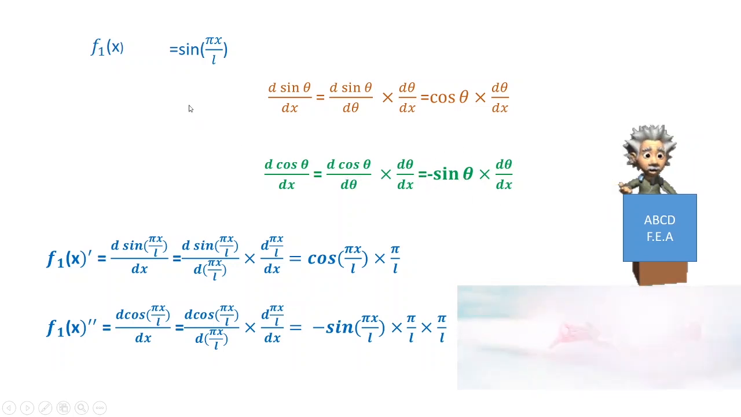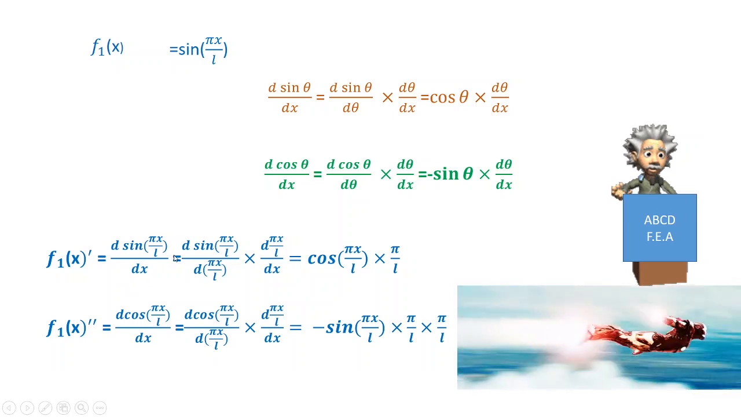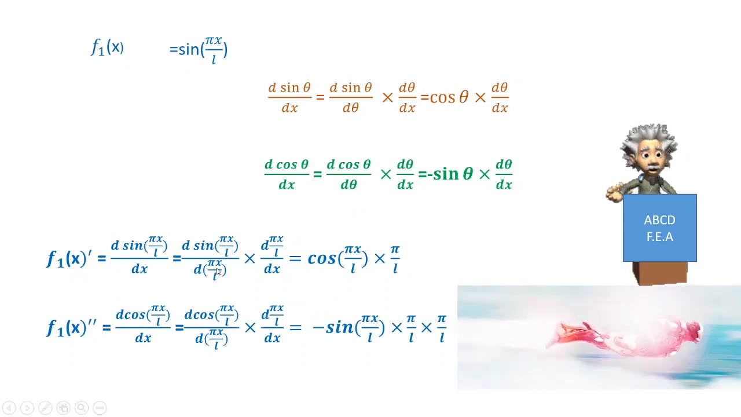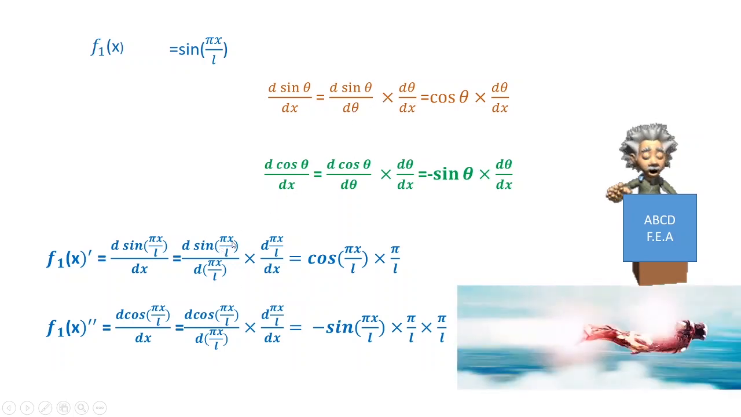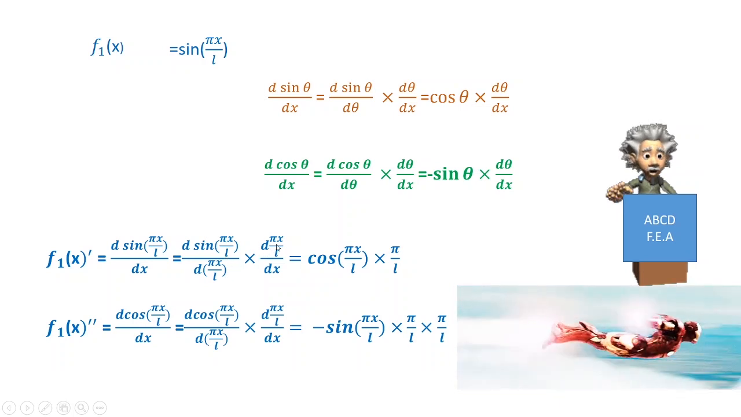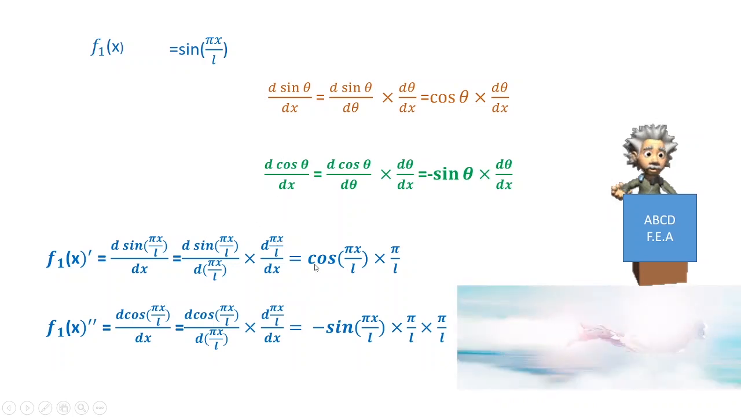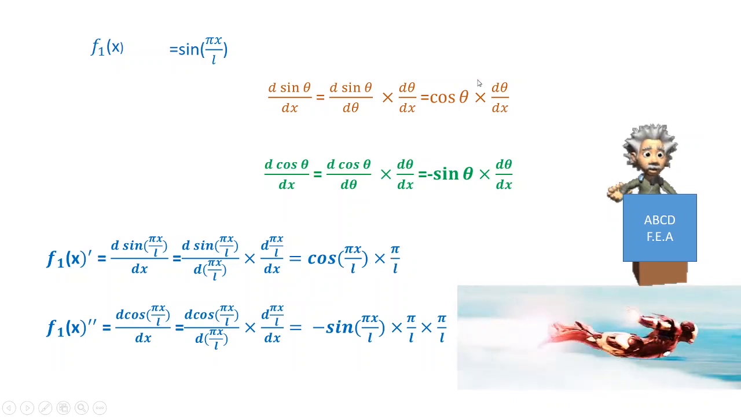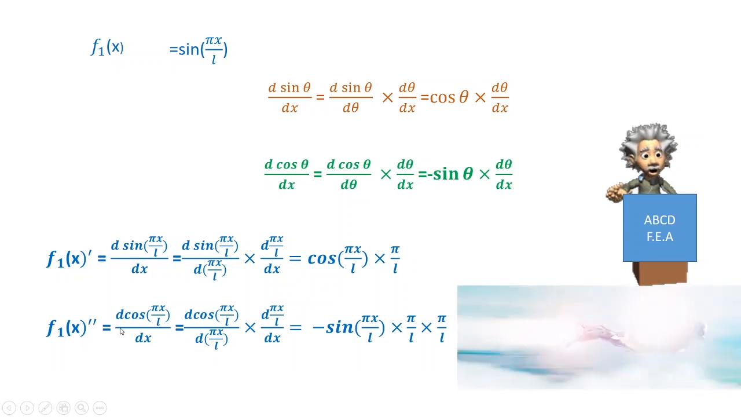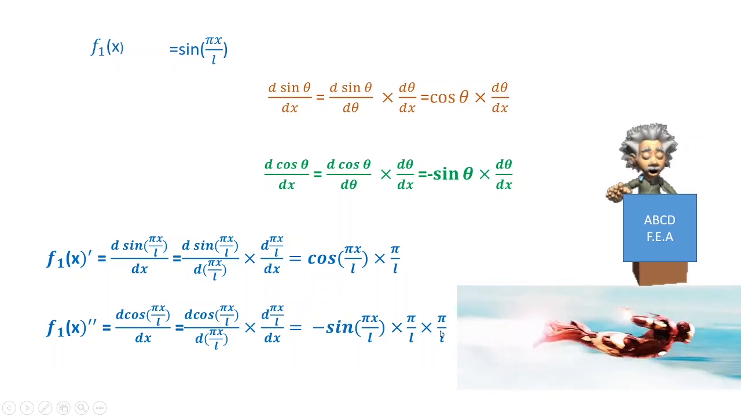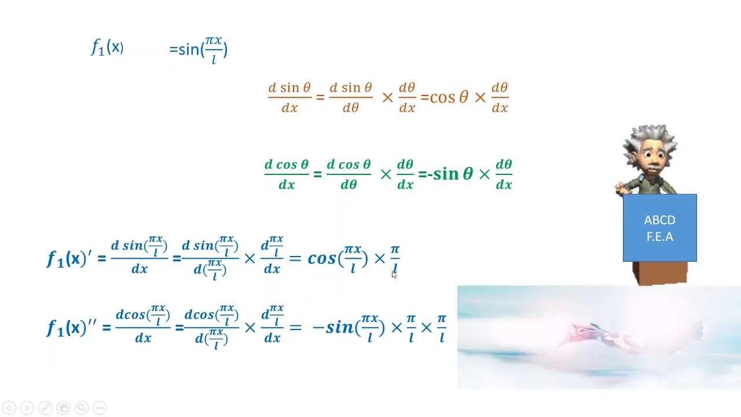So similarly, if I solve the first derivative of f1(x), that is d sin(pi x by L) by dx, it is d sin(pi x by L) by d(pi x by L) into d(pi x by L) by dx, same as this one. I just replaced theta with pi x by L. Hope you understand this step. If I solve these two, I will get cos(pi x by L) into pi by L. Similarly, for the second derivative, I will get a cos term differentiated to give this term, the only difference being pi by L is an extra factor that we got from the first differentiation. Hope you understand this step.